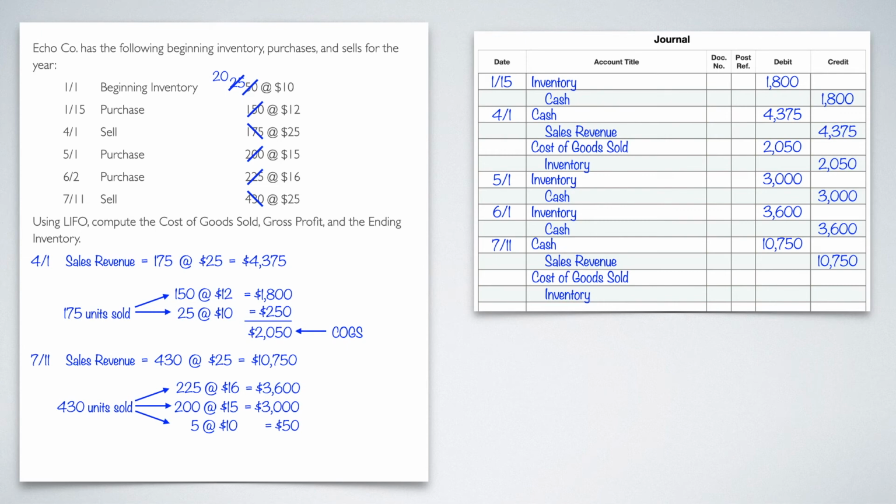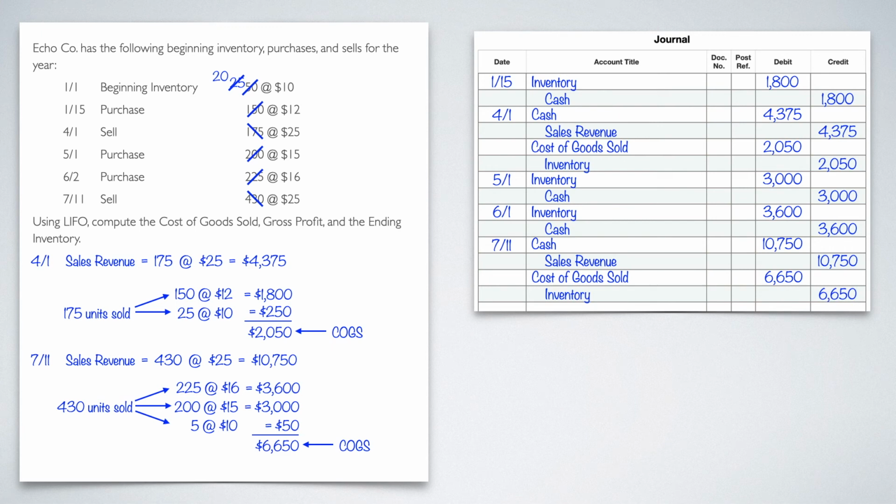Add up those amounts, the 3,600, the 3,000, and the 50. That's going to give me a total of 6,650, and that's going to be my COGS for this sale. So put that in my journal entry, 6,650, 6,650. All right, so now we're done with all of the journal entries.